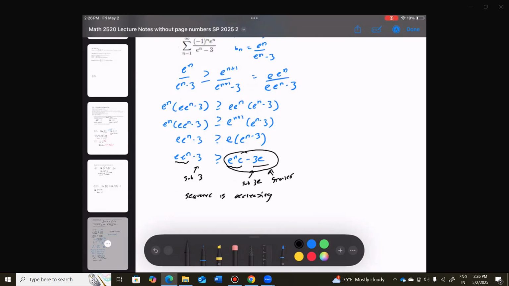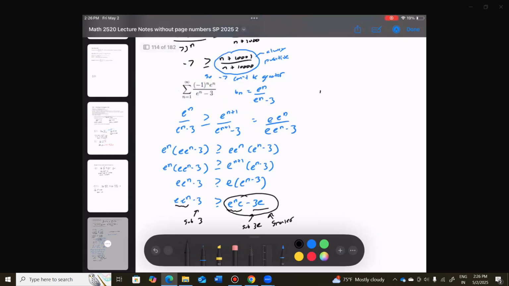Okay. So now we go back up here, limit as n goes to infinity of b sub n, which is limit as n goes to infinity of e to the n over e to the n minus 3. This is going to go to 1. And so this series is divergent.